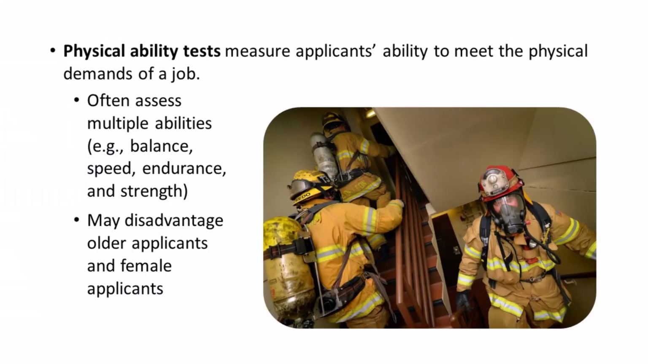Let's start with physical ability tests, which assess applicants' ability to meet the physical demands of the job. Multiple abilities are often assessed simultaneously, including those related to strength, balance, endurance, and speed. Firefighter cadets, for example, must complete a stairway climb. They have to wear fire protective clothing and air tanks while carrying pieces of equipment up 3 flights of stairs. These tests may disadvantage some groups and should be assessed for employment discrimination. For instance, older applicants may be at a disadvantage due to their natural loss of muscle, stamina, and flexibility.